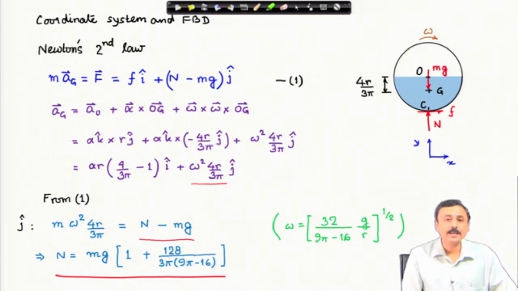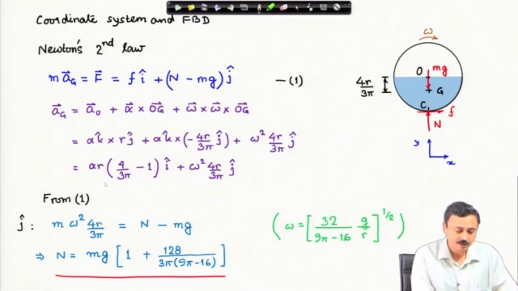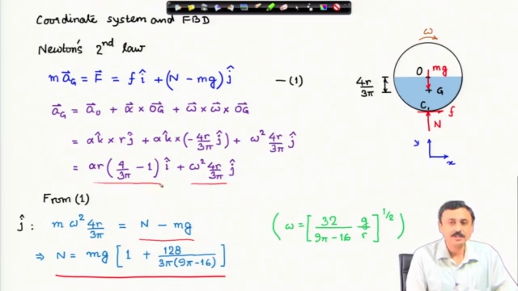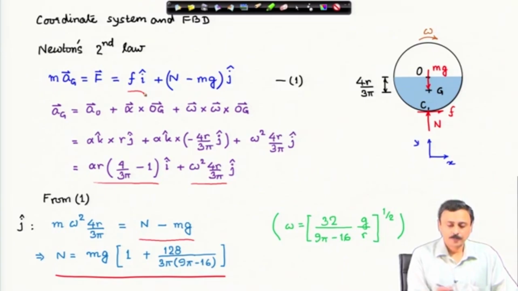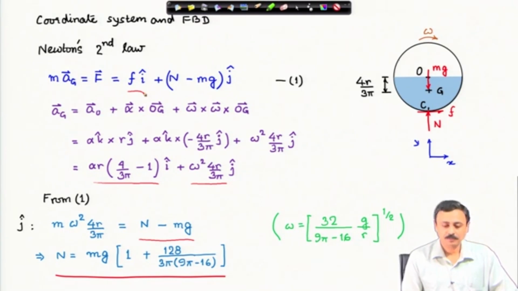What is the use of the i cap equation? It involves alpha, the angular acceleration, on the left hand side, because in the acceleration of the center of mass I have this in the i cap direction, and on the right hand side I have the friction force. These are two unknowns. I need one more equation, and that would be the angular momentum equation. We can write down the angular momentum equation, let us say about G, and solve for the friction force and angular acceleration. I leave this calculation to you. Please complete that calculation. It is quite simple, and the answer is quite straightforward.